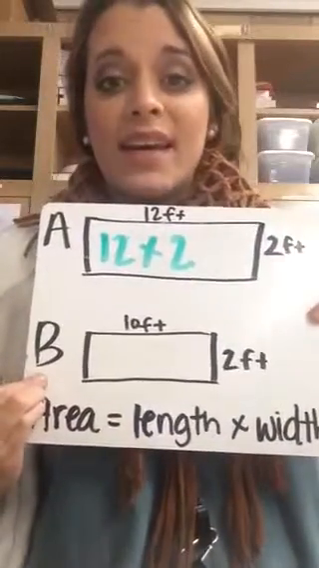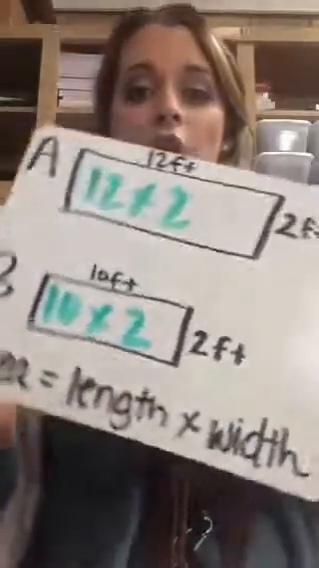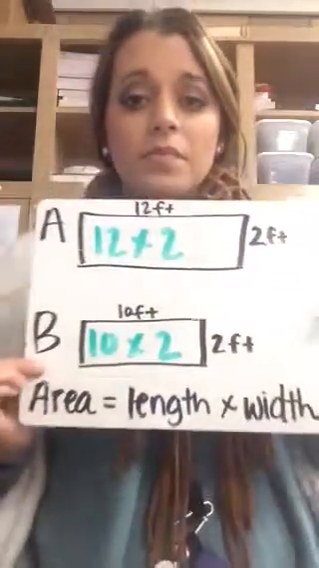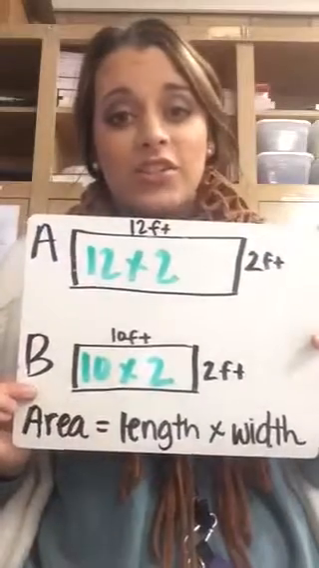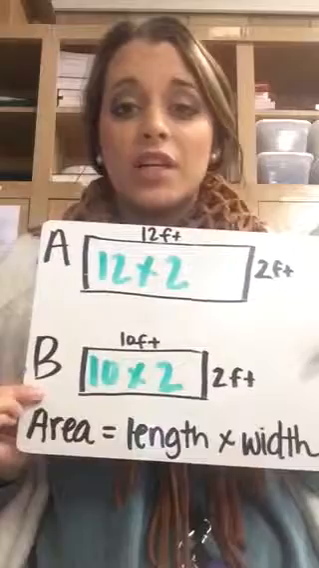For figure B, what we're going to do is use our 10 feet and our 2 feet. Remember, we do length times width, which would mean that figure B is going to be 10 times 2 for our formula for area. Now, it's not as hard as it looks. You just have to really think about it. Once you figure out what your formulas are going to be, then you just put it into play.